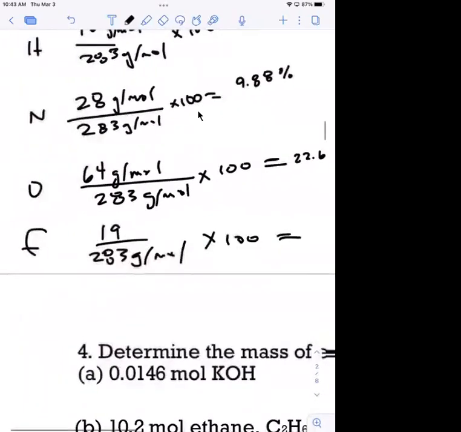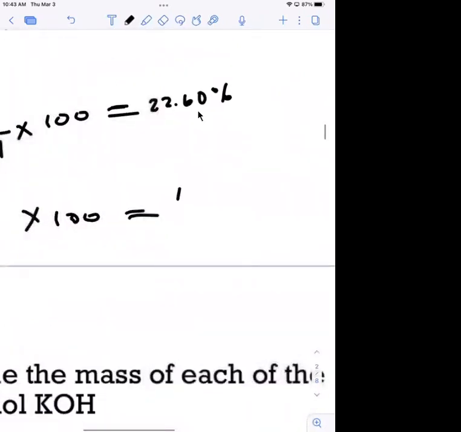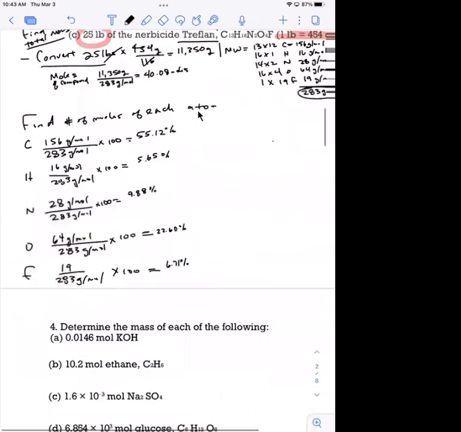Doing great, by the way. Keep up the pace. That's good. 6.71%. All right, so all of these should total up to 100. If you add each one of them up, you should get 100%.